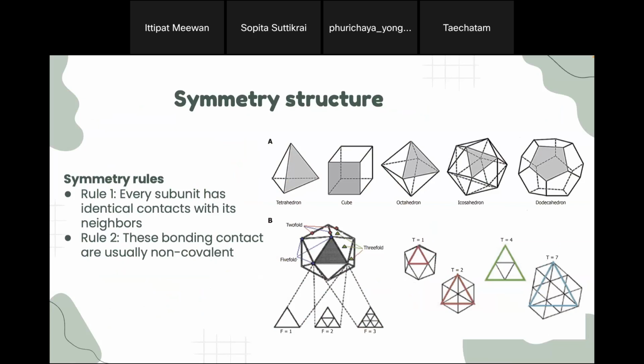Icosahedron is more than 10, of course. More than 12 too. More than 15. Okay, it's 20 faces. And a dodecahedron is 12 faces. But for viruses, the most common structure is going to be the icosahedron, or 20 faces. The 20 faces means that it will have triangles here. The triangle is the subunit, right? So there are going to be 20 triangles in this icosahedron.